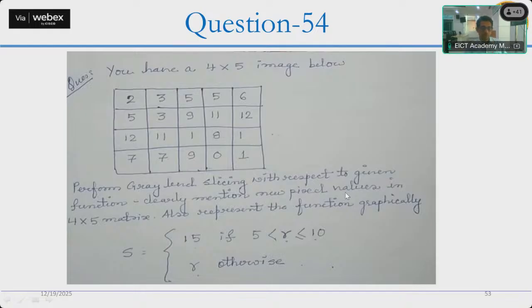You have a 4 by 5 image below. This is a bit different example where rows and columns are not equal, but it is not necessary. Perform gray level slicing with respect to the given function. Clearly mention the new pixel values in the matrix and also represent the function graphically. So what is given here? S equal to 15 if R lies between 5 to 10, and otherwise S equals R.